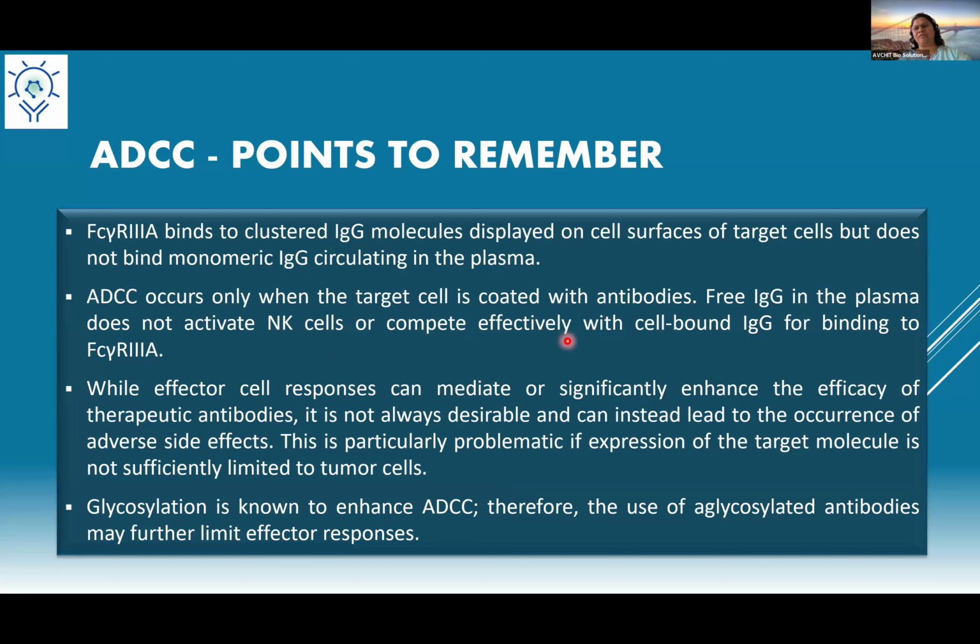This means that if the antibody is not bound to the cell surface antigen, the natural killer cells will not bind to the free IgG present in the plasma. That is one. Second, only when the antibody present on the cell surface is engaged will the natural killer cells go and bind to the Fc portion of the antibody, and it will not compete. The free IgG present in the plasma will neither compete to activate the NK cells nor compete with the cell-bound IgG for binding to the receptor.